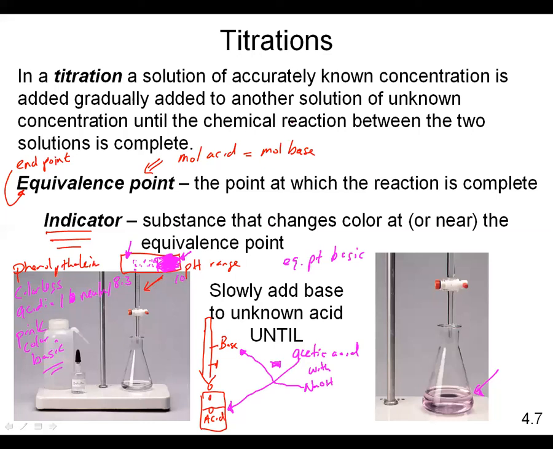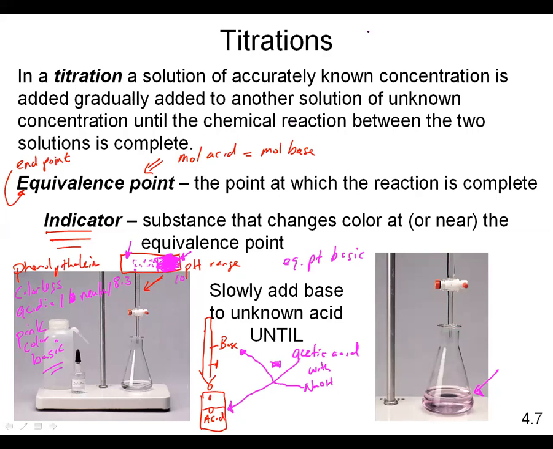There are all kinds of different indicators, and phenolphthalein would be a terrible indicator for a titration where the equivalence point would be acidic. So it's possible to have an equivalence point near an acidic pH. You could also have an equivalence point near a neutral pH, and you could have one that's near a basic pH. And there's a lot of different indicators that change color.